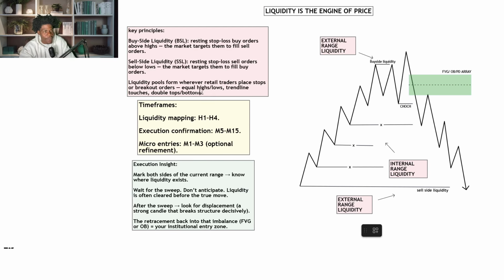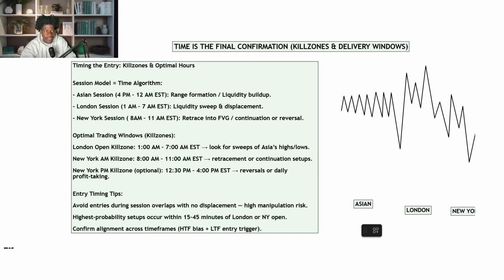I kind of realized I was hiding this right here. So if anybody missed this, just take a screenshot of it. Now let's go over the kill zones and the delivery windows, right? Time is the final confirmation. If time is not aligned properly, I simply don't take the trade. During the kill zones is where the correct delivery happens. Let's go right here: timing the entries, kill zones in optimal hours, right?